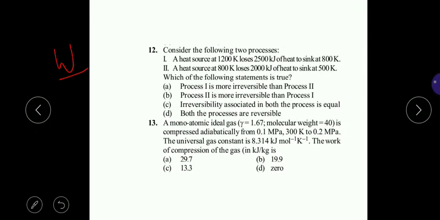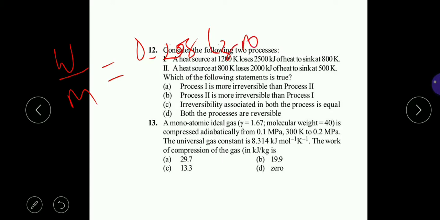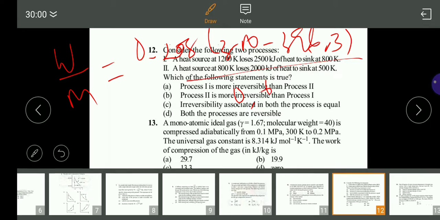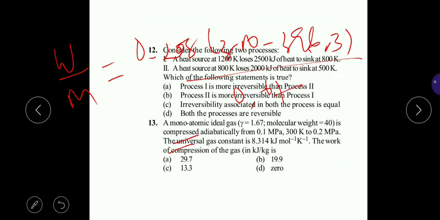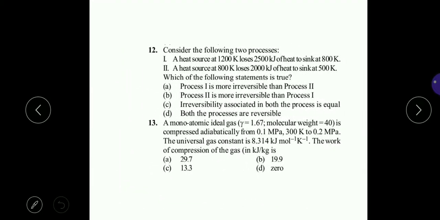Okay, so T2 and R are calculated, then I can put them directly into that equation. So W by M will be equal to what? That will be 0.208 into 300 minus 396.3, divided by 0.67. So I can calculate that value. It will come out to 29.7 kilojoule per kg. So to check that value, calculate and find out this value. So here we can get this value as 29.7 kilojoule per kg.